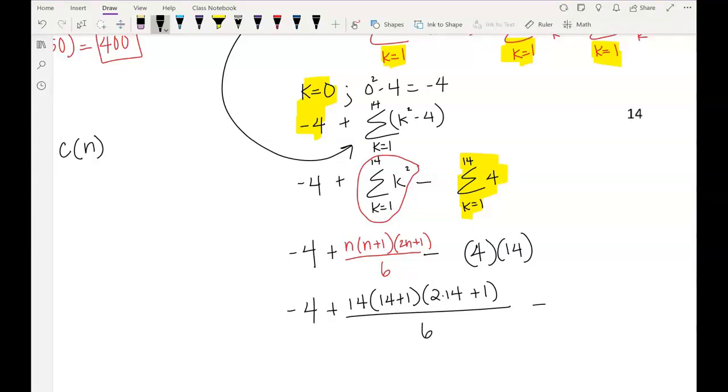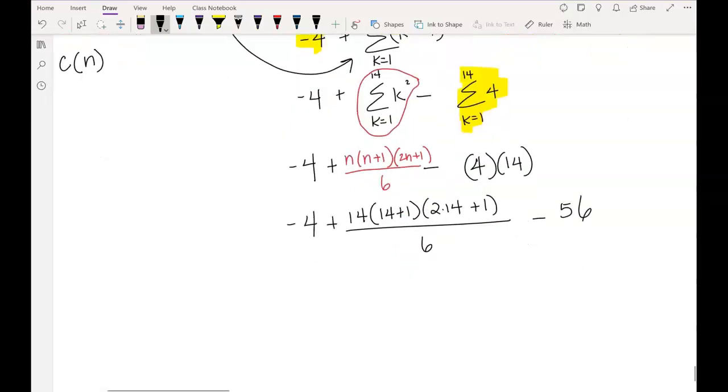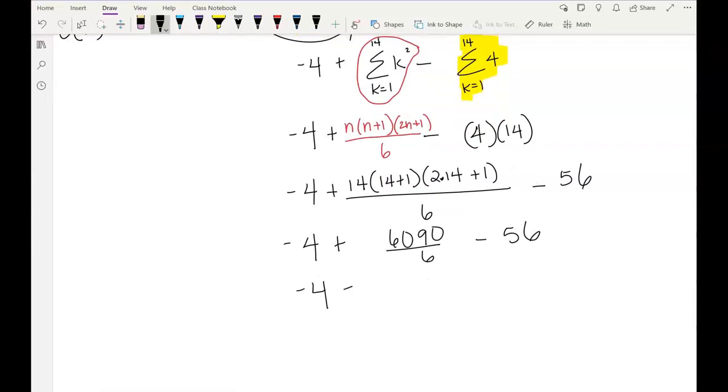Now, I'm just going to multiply 4 times 14 out. That's going to be 56. And yes, you can use your calculator to do your basic math. When you work out the numerator here, that's going to be 6090 over 6, and then subtract 56. And then when you do 6090 divided by 6, that should give you 1015, and then drop down 56. So the sum should give you 955. And that's all, y'all.